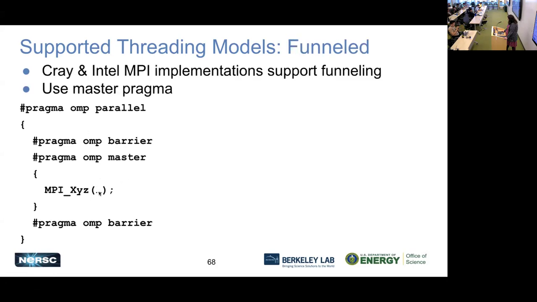Now, if we're going up to funneled, remember funneled is where you can have it there, but you can only have one sort of manager thread that does it. So you would use the master pragma. Again, you would have a barrier, you would stop everybody in their tracks right there. You would have this master pragma, and the boss thread gets to do the MPI thing. And then you would have a barrier to sync everybody back, and then they would go about their business.